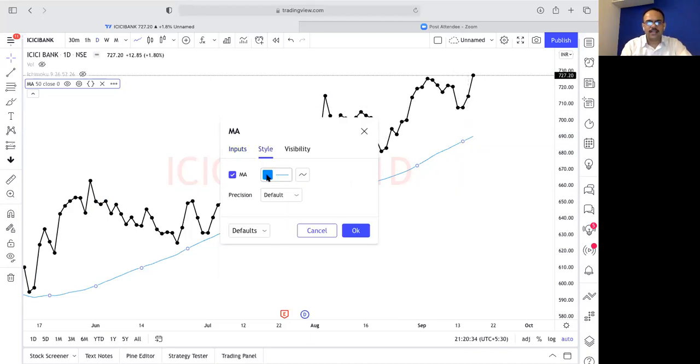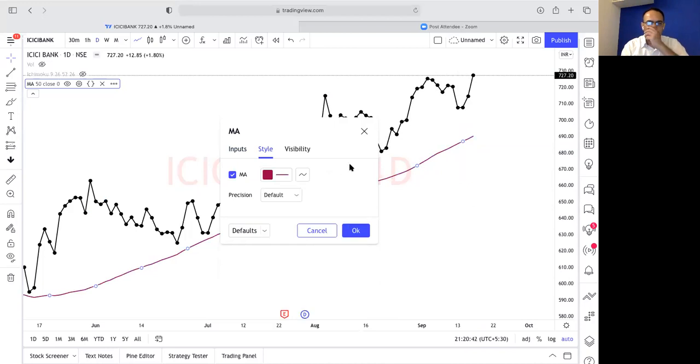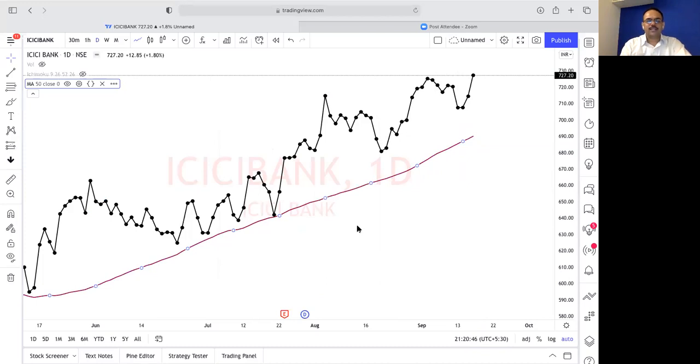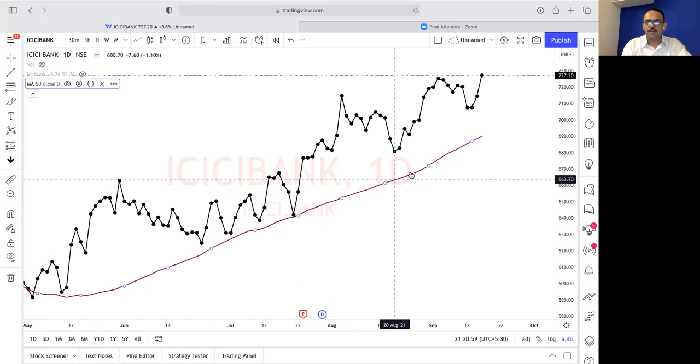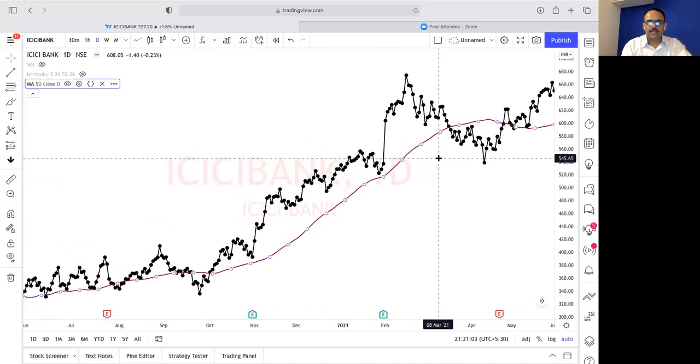I'll just change the style. Let's make it purple or something. Please excuse me if I'm not saying the names of the colors properly. This is the most commonly used moving average. So what I have done is I have gone to moving average, changed it to a 50-day moving average, and this line is plotted automatically. So what is the trading plan?